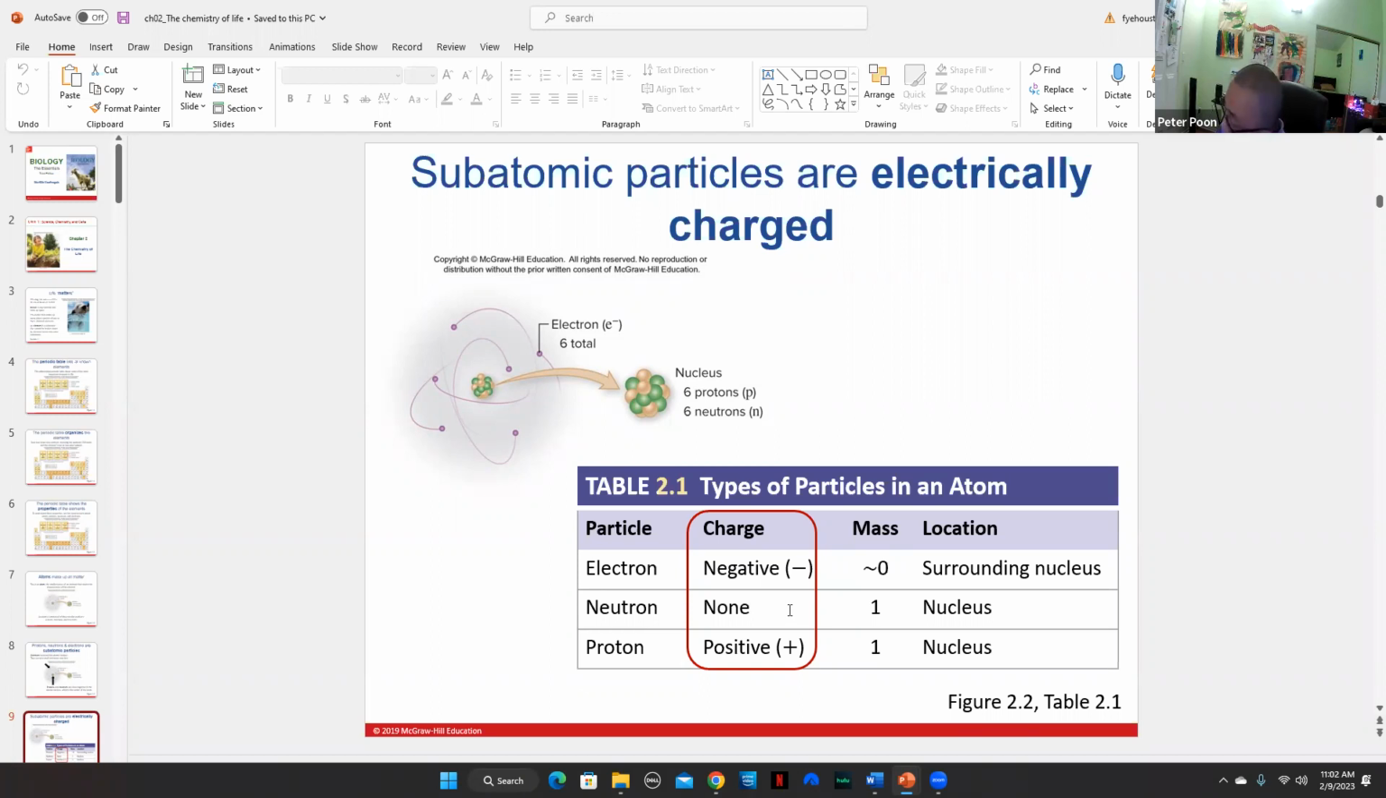They do a lot of things. They move very quickly, so they play a huge role in electricity, obviously. So they have a negative charge and they move around the nucleus. Protons and neutrons are actually kept within the nucleus.